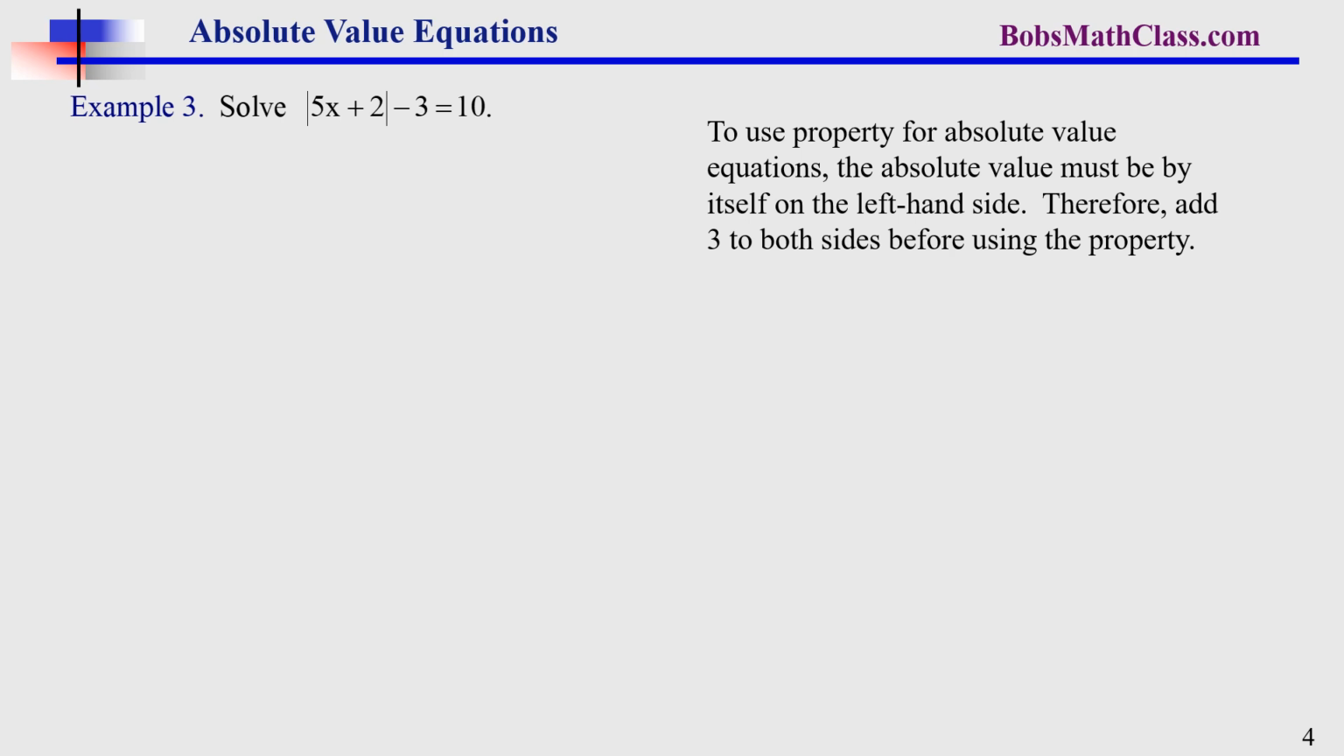If you don't follow this step, what will happen is one of your solutions will be correct, but the other one will be wrong. So if you only get one correct answer, you can only get half credit. You don't want that. So we'll follow the steps. Anytime there's a number outside the absolute value, we need to use our operations of solving equations to get that absolute value by itself. Okay, so add 3 to both sides.